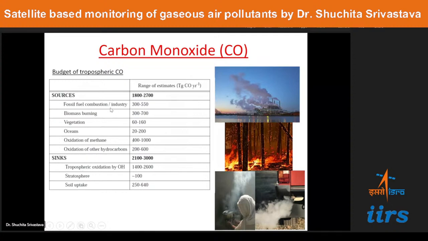The major sink of CO is tropospheric oxidation by hydroxyl radical. Partly it is transported to the stratosphere and partly lost through soil uptake. These are the loss processes of CO.